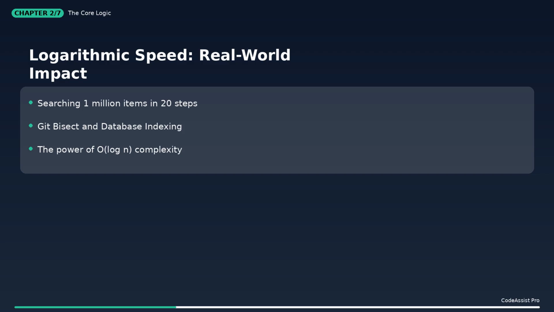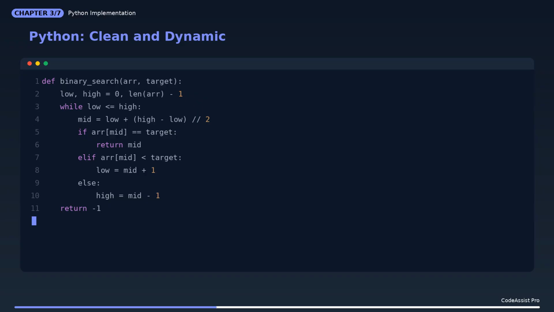Python makes implementation breezy. Because Python integers have arbitrary precision, you technically won't overflow, but using the safe midpoint formula is still best practice. Notice the while loop condition. If you use less than instead of less than or equal to, you'll miss the last element.